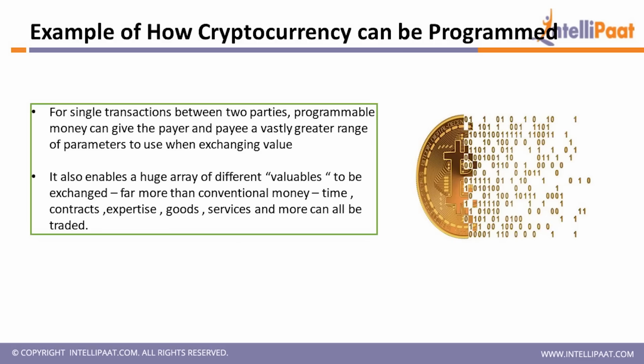Example of how cryptocurrency can be programmed. For a single transaction between two parties, programmable money can give the pair a vastly greater range of parameters to use when exchanging value. You can always program your cryptocurrency as you desire, and you can add as many features as you need that make your programmable money or cryptocurrency more useful. It also enables a huge array of different valuables to be exchanged, far more than conventional money: time, contracts, expertise, goods, services, and more can all be traded. Okay. So since it is programmable, you can add as many modules and functionalities as you want.